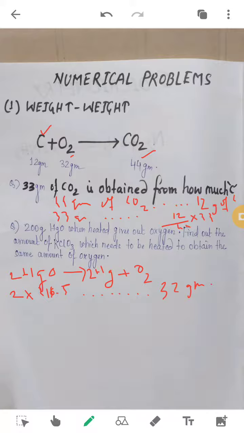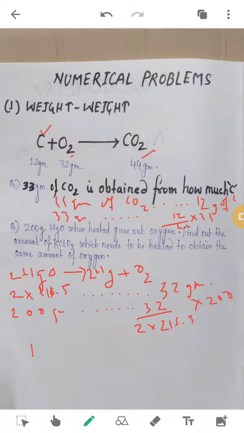Now, they have told us 200 grams. So 200 gram of mercuric oxide when decomposed will give us how much oxygen? 32 divided by 2 into 216.5, multiplied by 200 grams. Okay. So that much will be given. So that much oxygen we require from KClO3.